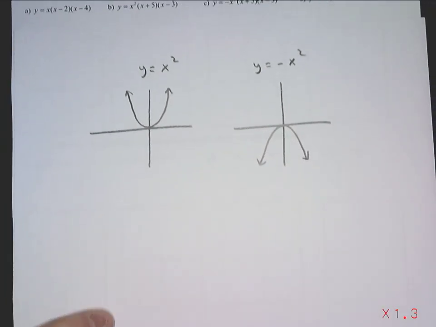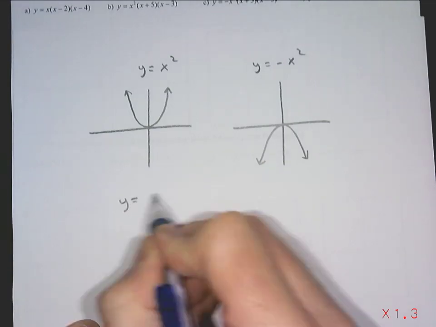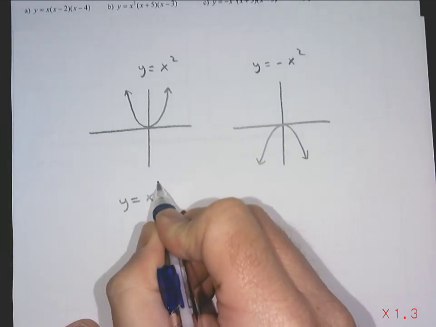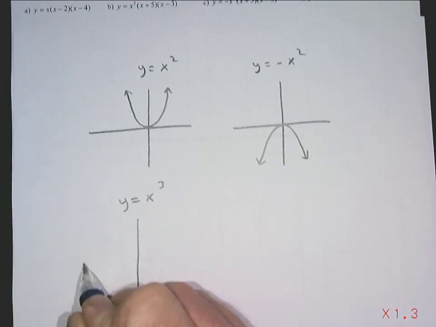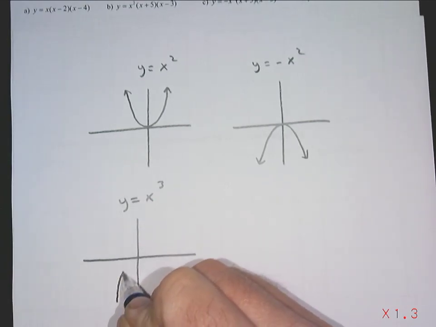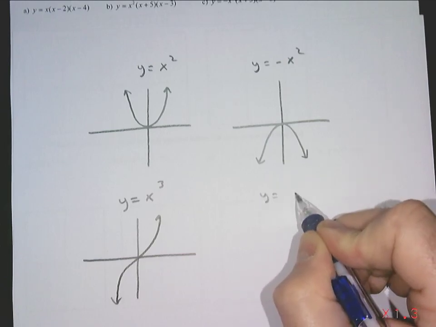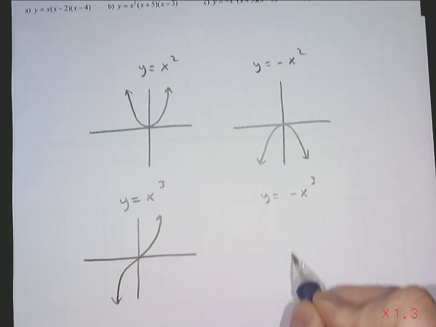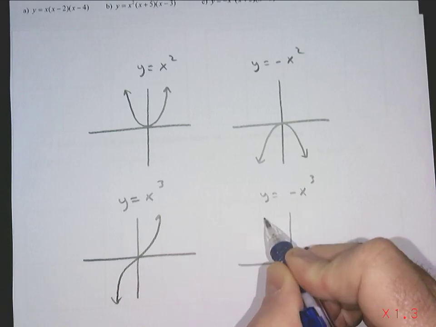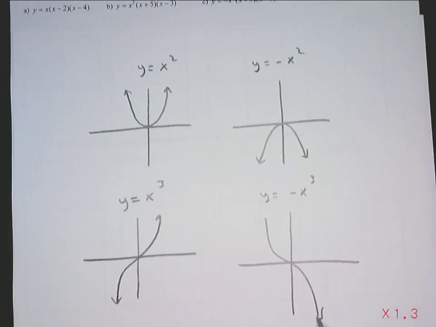Now, I'm headed towards showing you a pattern we need to recognize. I'm just showing you some graphs that we know. The old cubic graph, if you remember, looks something like that, versus the flipped version, looks like that.